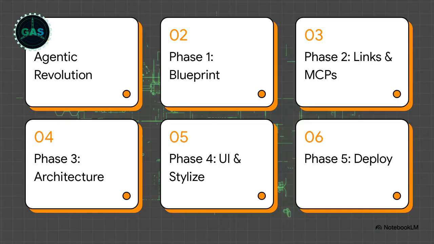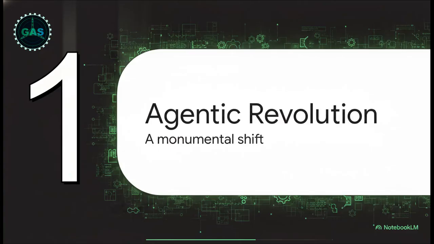So here is our roadmap for today. We are going to start with the agentic revolution, and then we'll walk through the 5 core steps to actually build these systems: blueprint, links and MCPs, architecture, UI and stylize, and then finally, deploy. All right, starting with part 1, the agentic revolution.